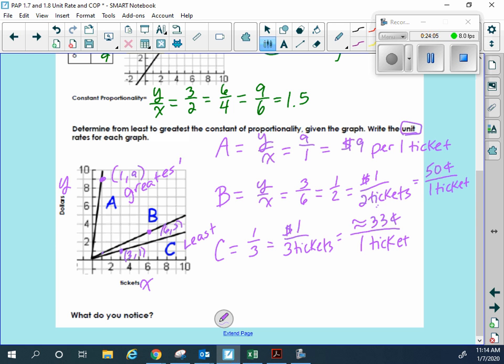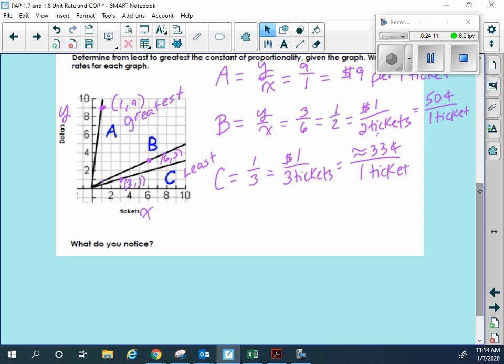And now, what I want is down here, what do you notice? This should be a trend. You're looking for a trend. What do you see? Okay, you got it? All right, let's hear it. So the less steep the line is, the lower the cost of it. I want it to be using terminology. I like steep, but I want this in here.